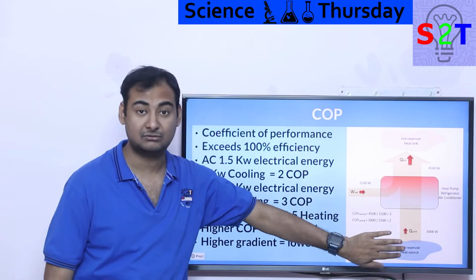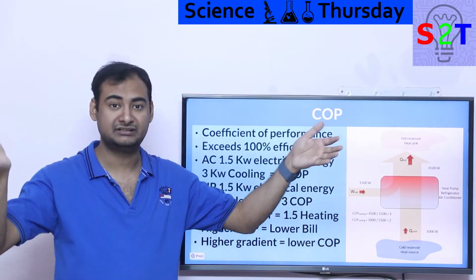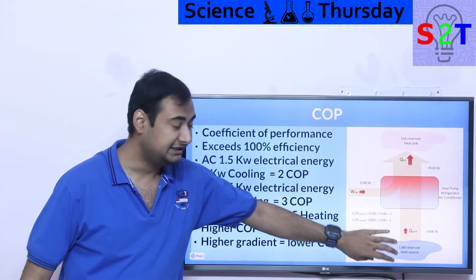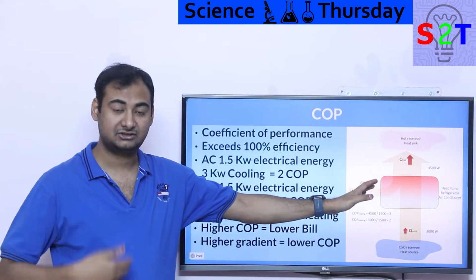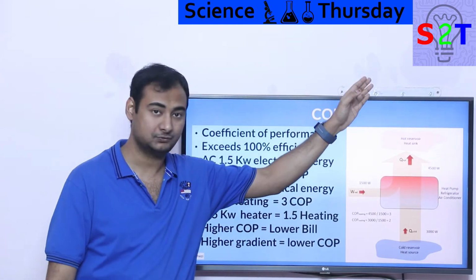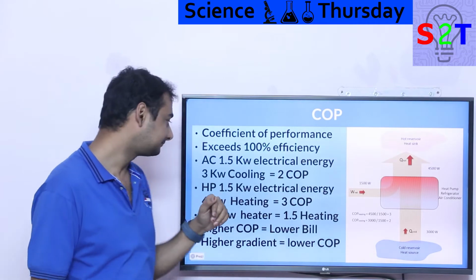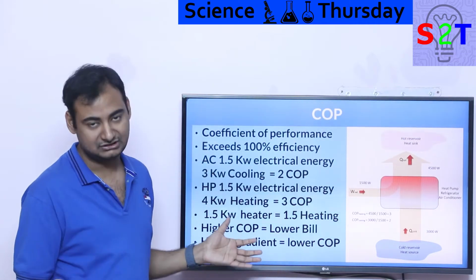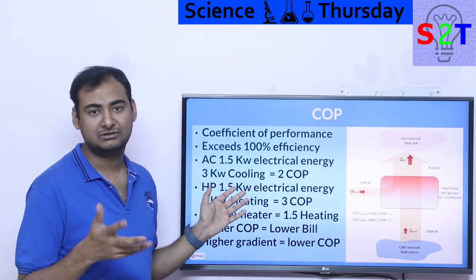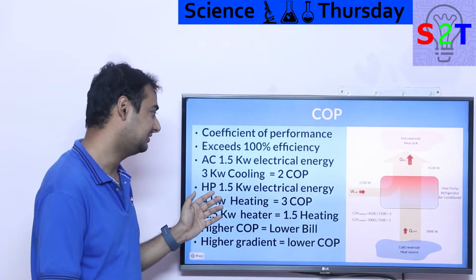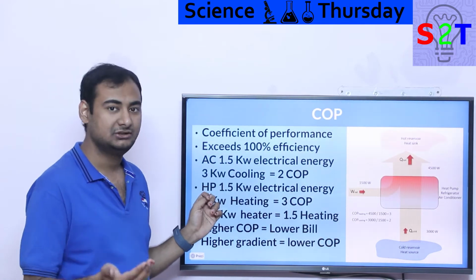You can take heat from a cold area, aka your outside ambient environment that is cold in the winter, take that in and add the energy that you put into the heat pump itself, and then have the output. Your COP would be higher. So in summertime, your AC will consume, let's say, 1.5 kilowatts of electrical energy, and then it's going to give you 3 kilowatts of cooling energy.